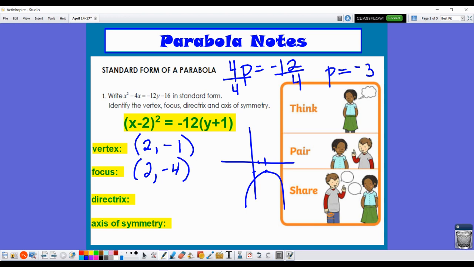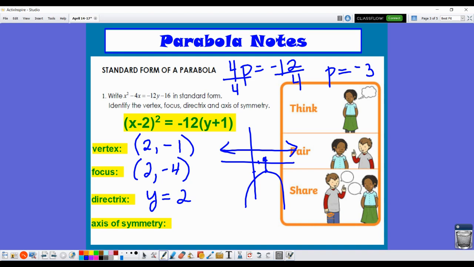To find the directrix, I have to take that p-value and move up from my vertex. So if I move 3 units up, I'm going to have a horizontal line. So by moving 3 units up, -1 plus 3 gives me a value of 2. So my directrix lies at y equals 2, because that's that horizontal line.